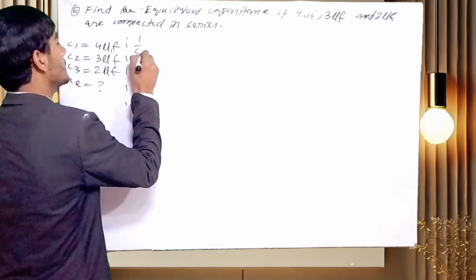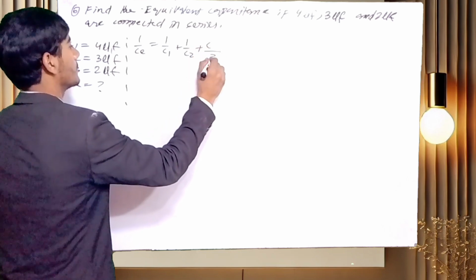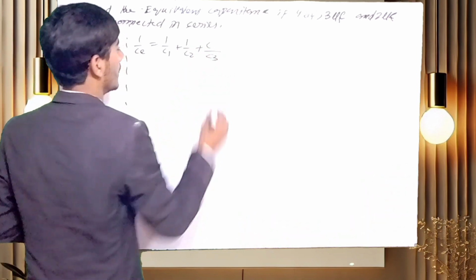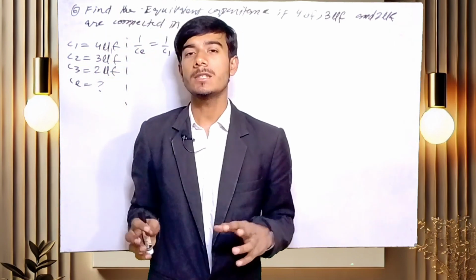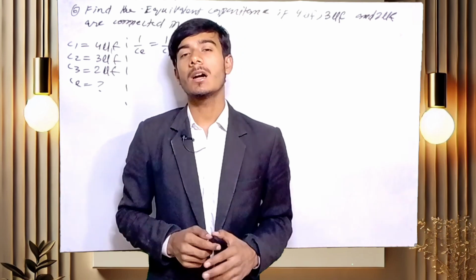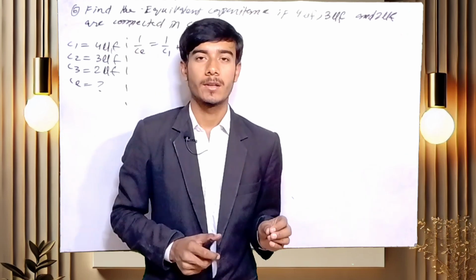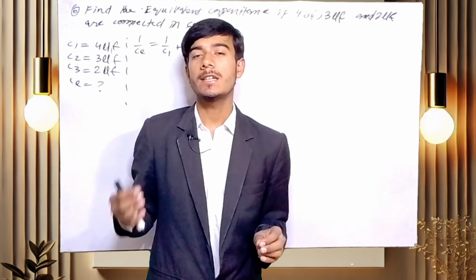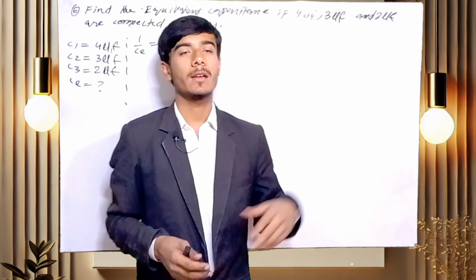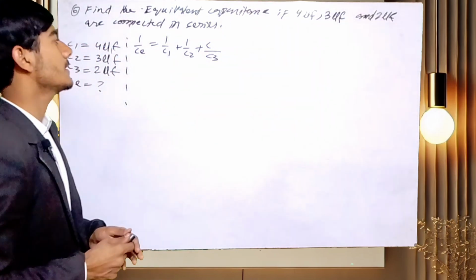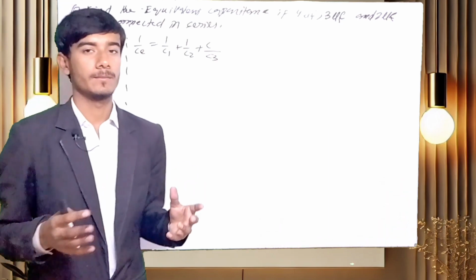We have to find equivalent capacitance. So you know that 1 upon CE is equal to 1 upon C1 plus 1 upon C2 plus 1 upon C3. You know that there are two types of combination of capacitors: parallel combination and series combination. In the parallel combination, the potential difference is the same, but the charges are different. But in the series combination, the potential difference is different, but the charges are the same. So we can derive the equation: 1 upon CE is equal to 1 upon C1 plus 1 upon C2 plus 1 upon C3. If you want, I will derive it, but the lecture will be lengthy.